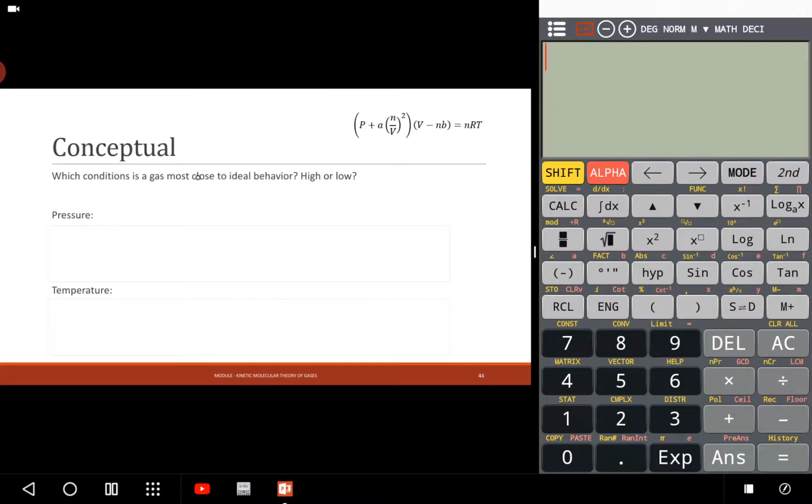So a real gas is most similar to an ideal gas at low pressure and high temperature, because we want our gas particles moving really fast so that they don't interact with one another. And we want low pressure so that they're really not interacting with each other that often.